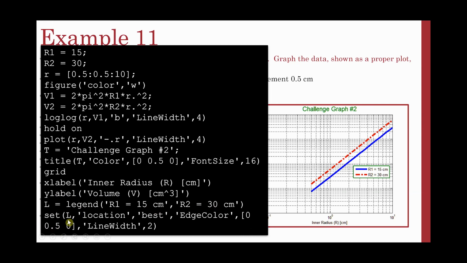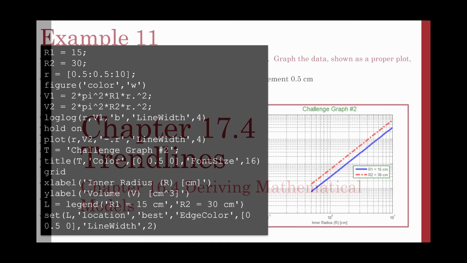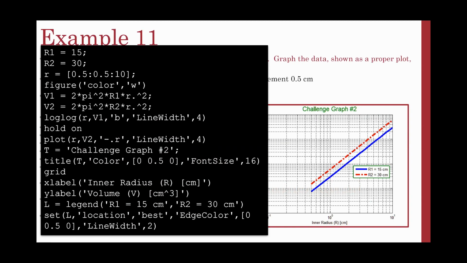So what I'm doing with this set is I'm saying take my variable L, which is my legend, put it in the best location, make the edge color green, and make the thickness of that line 2. So that does this for how to plot in MATLAB. And now in the next lecture, we're going to look at how to create trend lines.